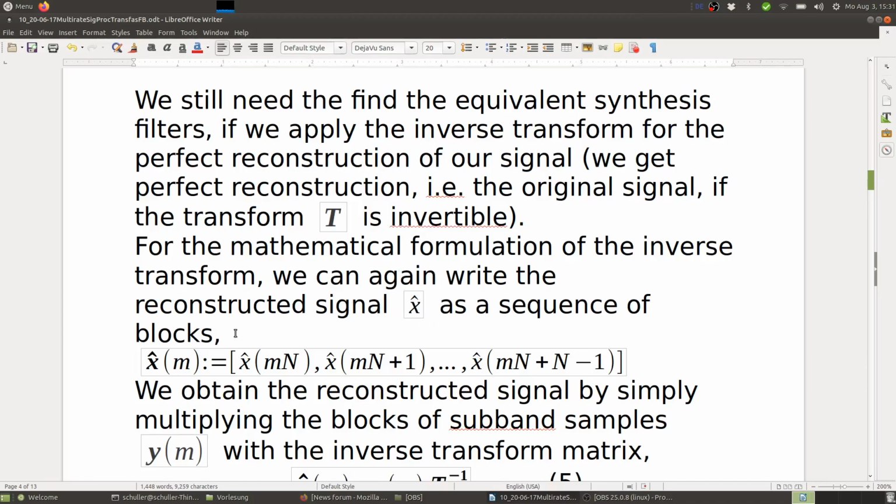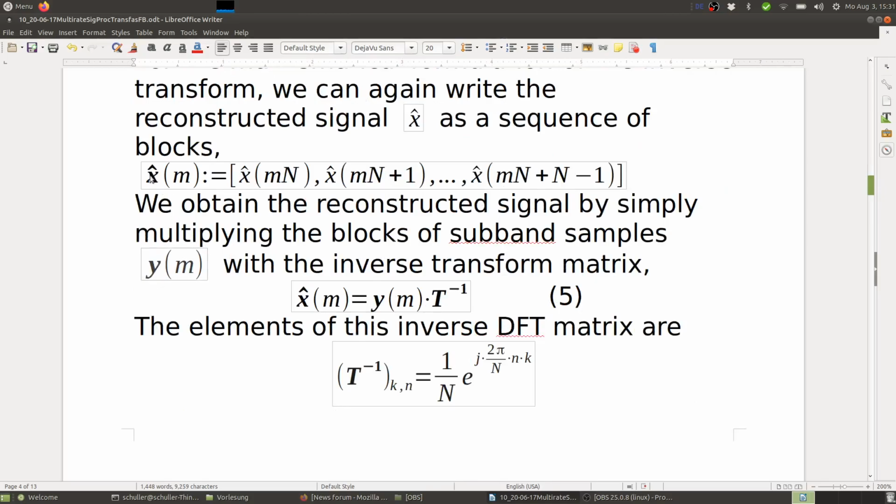For the mathematical formulation of the inverse transform, we can again write the reconstructed signal x hat as a sequence of blocks, the same as for the analysis. For the analysis we have a sequence of blocks, and if we apply the inverse DFT we get again a sequence of blocks, the x hats. So x hat of lowercase m is one block of reconstructed samples. We obtain the reconstructed signal by simply multiplying the blocks of subband samples that we got from the DFT, the y of m, with the inverse transform matrix.